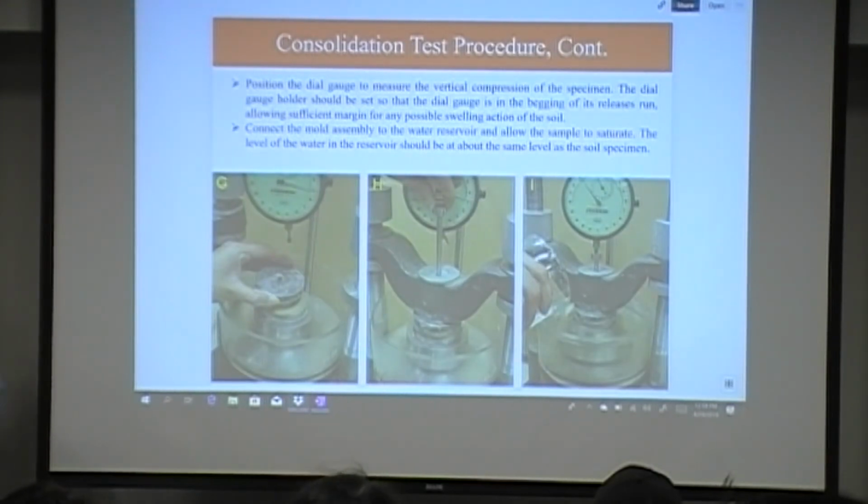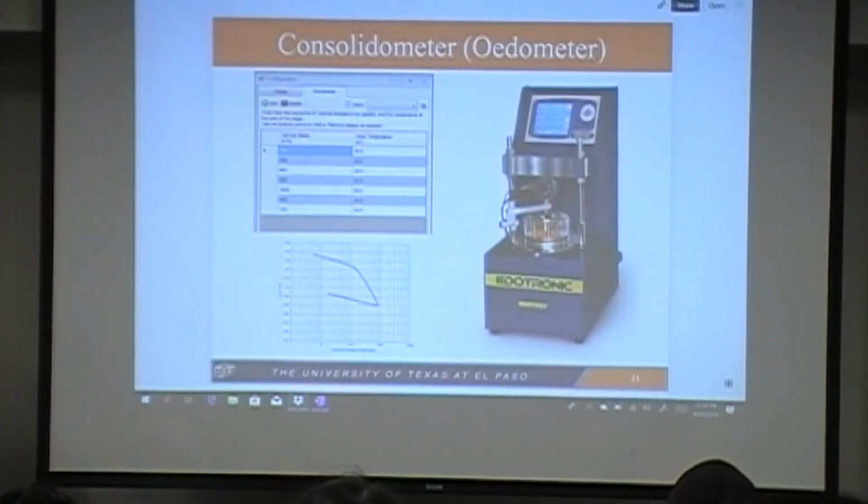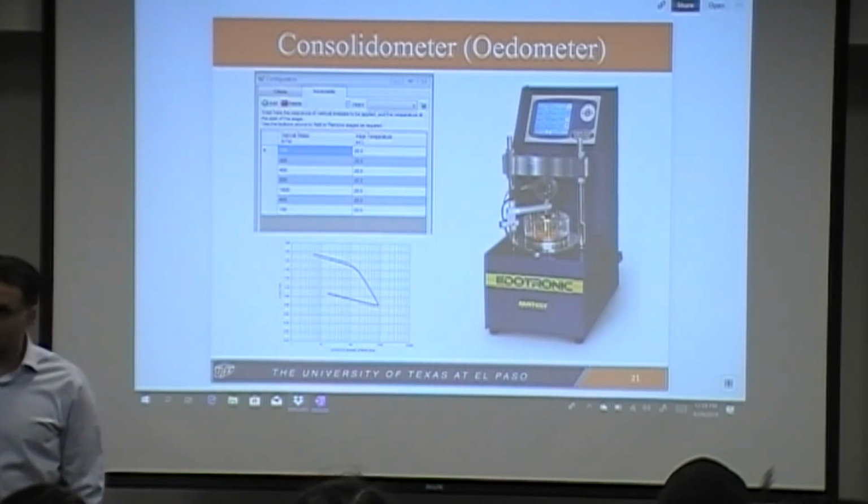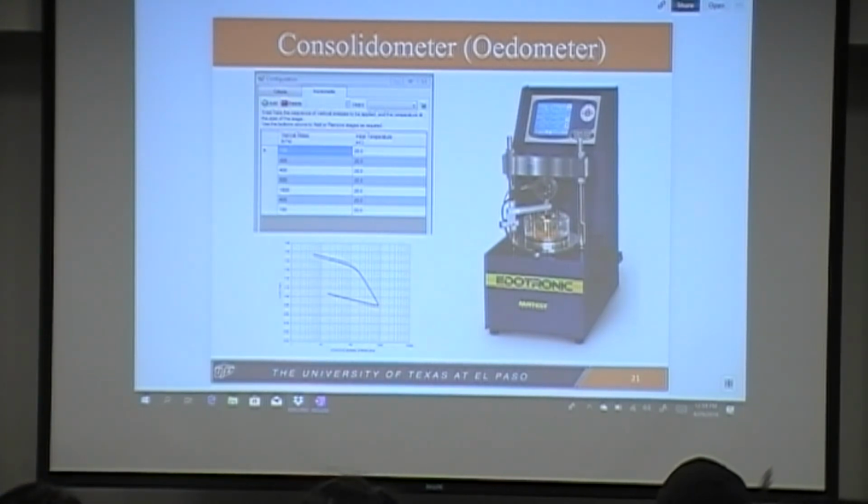Alright, so once you place the material, notice that you place this porous stone at the top of the soil, and you set the dial gauge to be able to monitor the magnitude of the deformations. And this is essentially what you see in your consolidometers. I suggest that you take a look at that when you go to the lab today and run, assuming that you run the unconfined compressive strength test for today, but take a look at the consolidometer that we have in the lab as well.